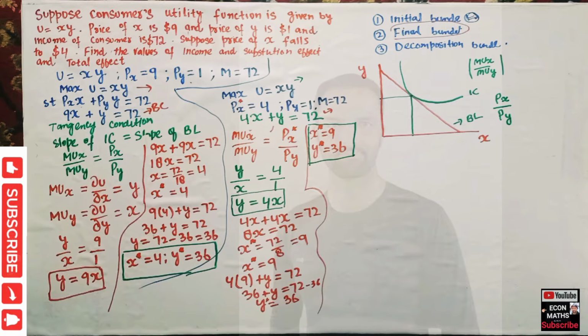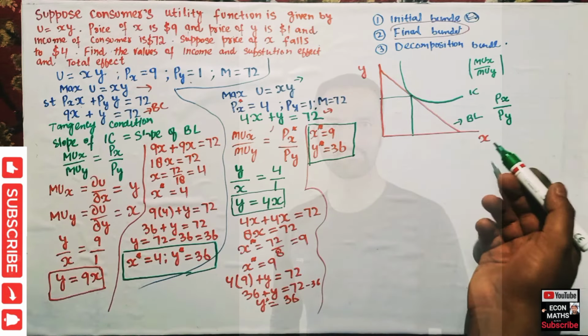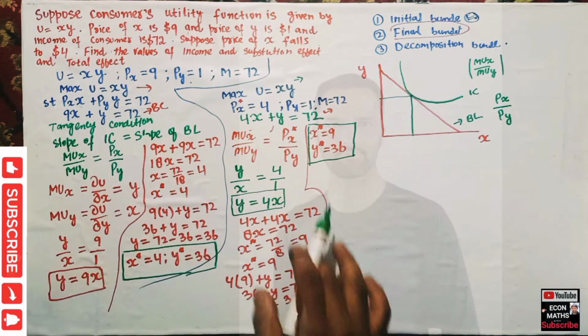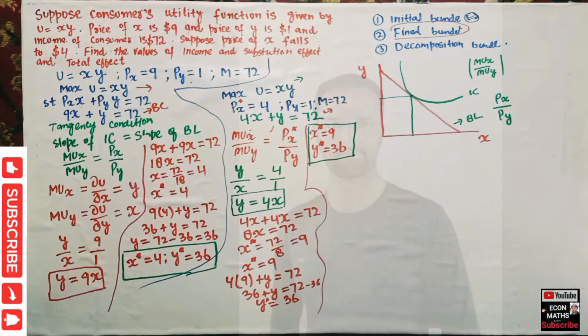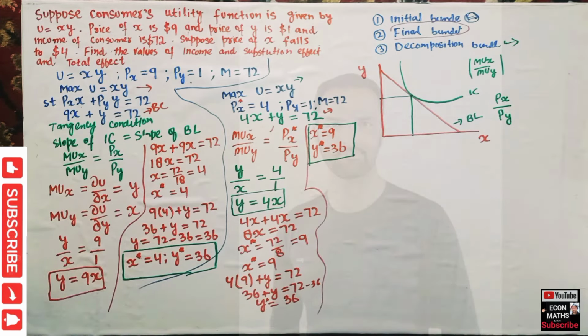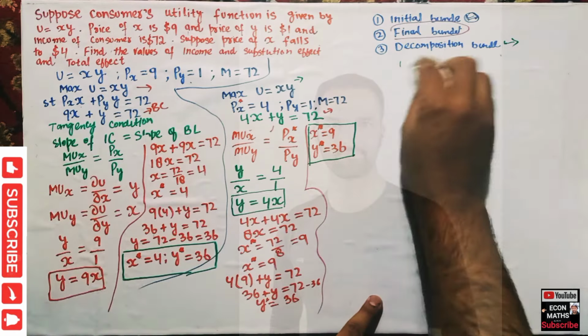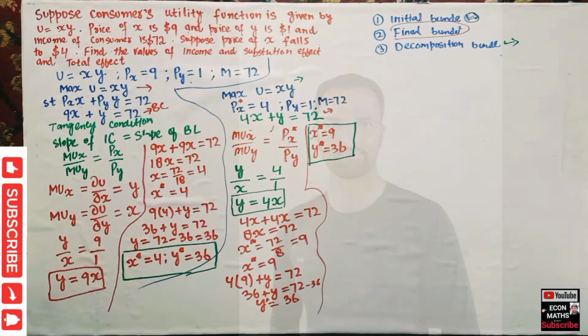Okay, how do we find the decomposition bundle? Should I rub this out? Let me see if I can find the decomposition bundle. I will explain the decomposition bundle on this side, then I will rub this and show the graph of the income and substitution effect. Okay, now we need to find the last one, that is decomposition bundle. For that I need to draw the graph again. So bear with me, you will learn it very easily.